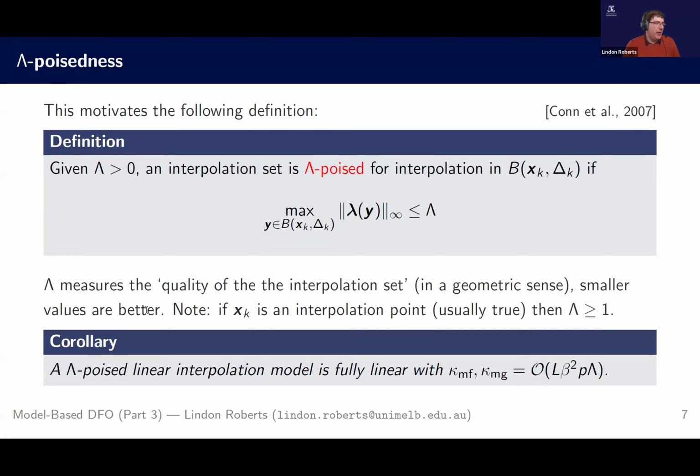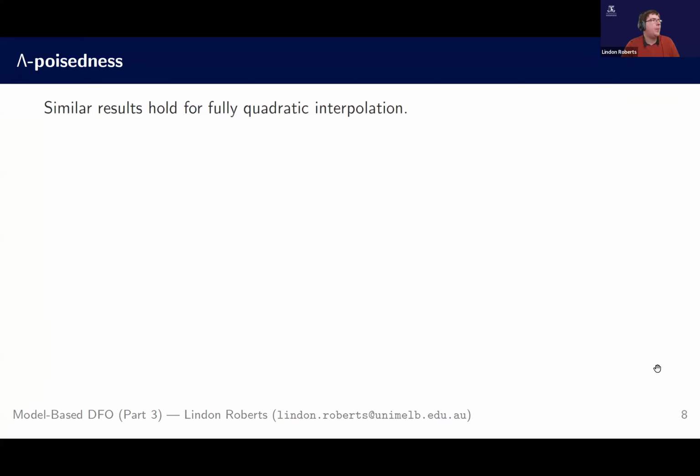So the result I mentioned just before for linear interpolation is equivalent to saying if you've got a lambda poised interpolation set, the corresponding linear interpolant is fully linear and the error bounds are proportional to your lambda poisedness constant, as well as some other stuff that's similar to what we had before. So there's the delta squared in our function error bound, and you get the same thing in your gradient error bound as well. This is just an alternative way of expressing our fully linear bounds that don't depend on these matrix norms that we had yesterday.